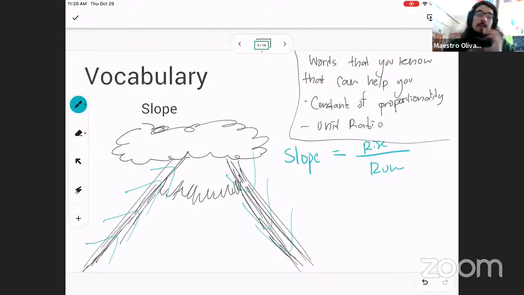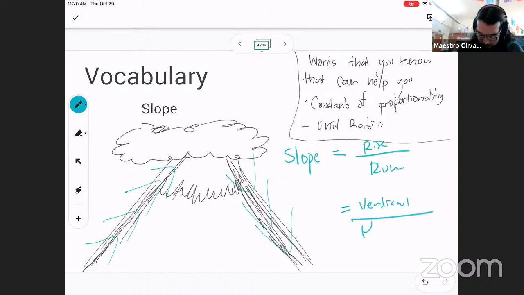So, slope is rise over run, okay? Remember, it's the vertical over horizontal.